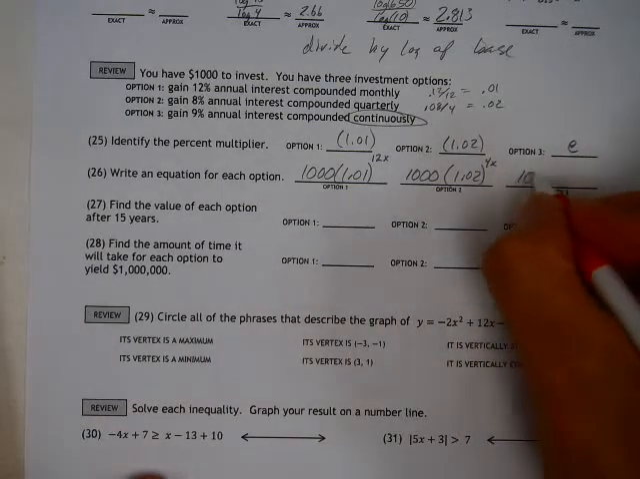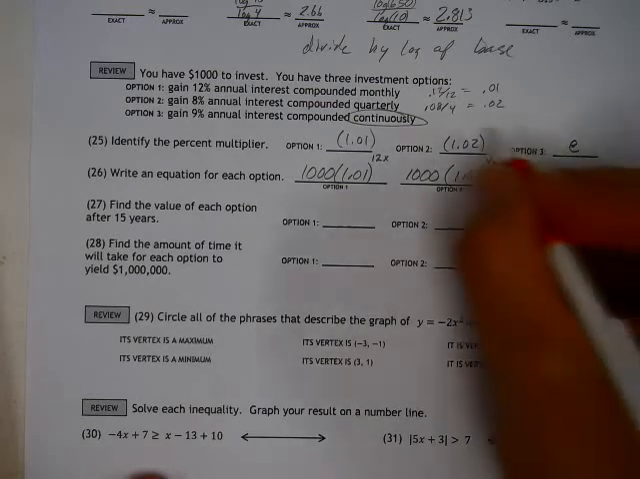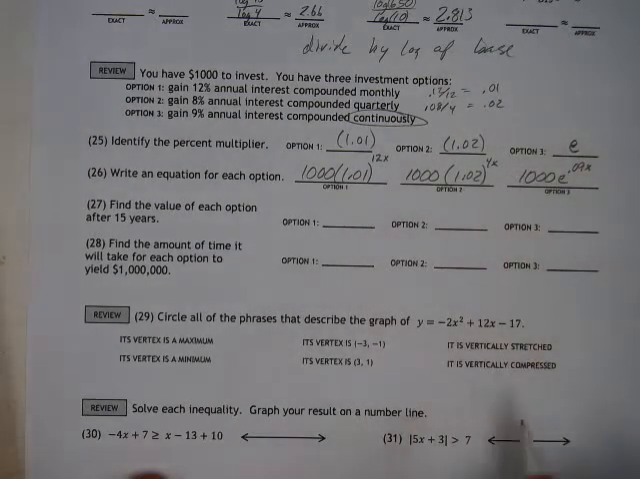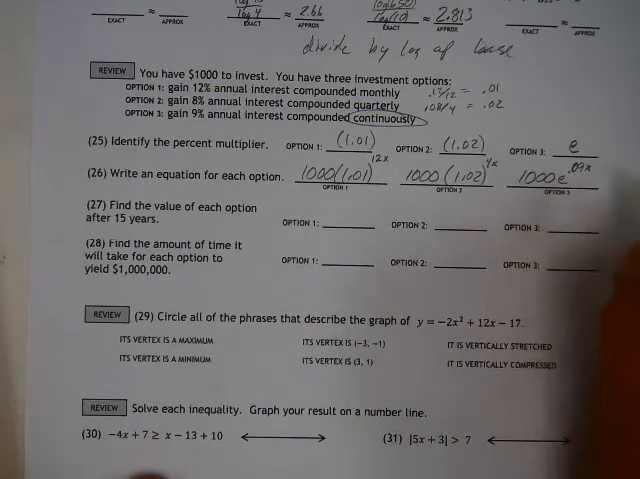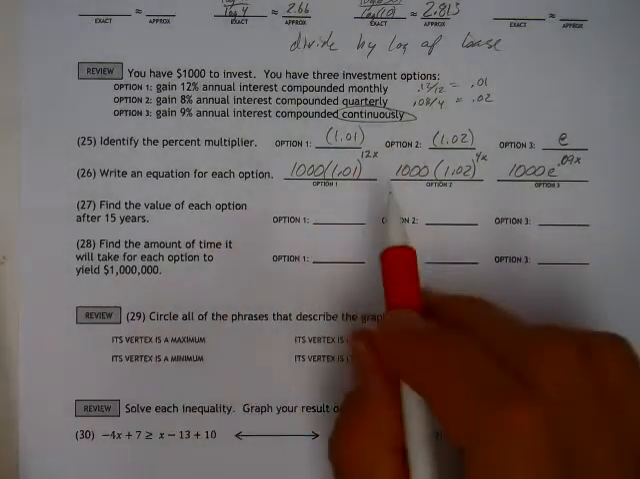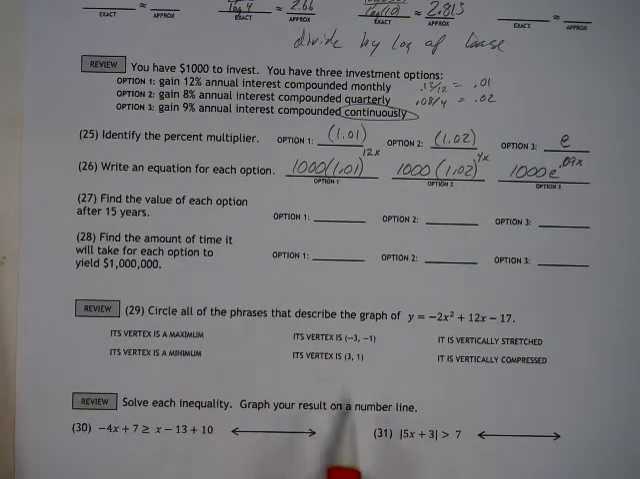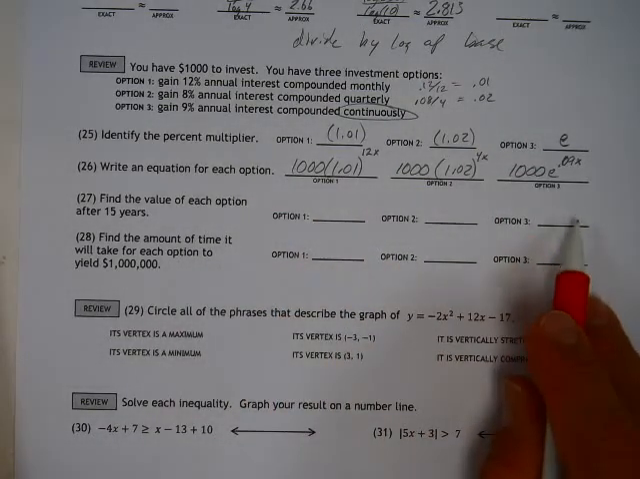And this one here is PERT, P e to the rt, e to the rate, which is 9%, 0.09, times the number of years. And so that would just be the x. It looks a lot different. You need to recognize this as compounded continuously and how it works differently. And the value after 15 years, you would just plug 15 into each of those, and I did the hard part for you there. So I'll let you come up with those numbers.